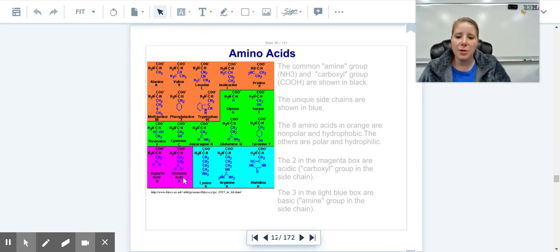Everything else, the green, the magenta, the light blue, all of those are going to be polar and they're going to dissolve in water. The two in the magenta, these two have their carboxyl groups at the end, and the ones in this light blue, they all have amine groups at the end. And so that's going to change the way each and every one of them react and how they work in your body.